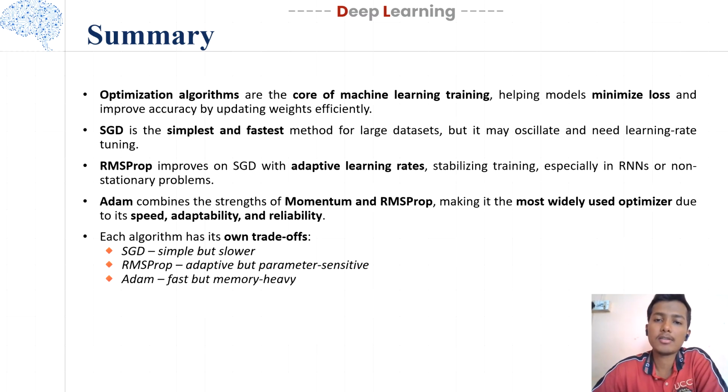Each algorithm has its own trade-offs. SGD is simpler but slower. RMSprop is adaptive but parameter sensitive. Adam is fast but memory heavy.